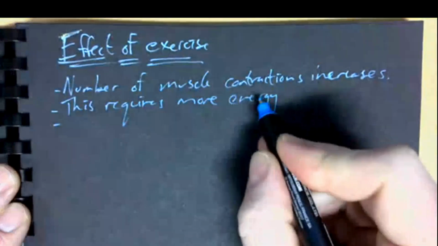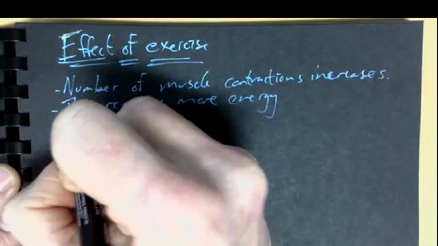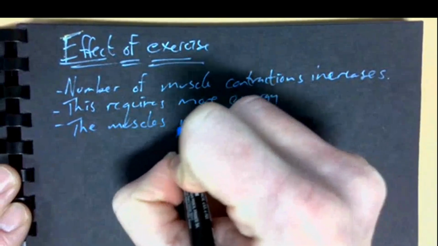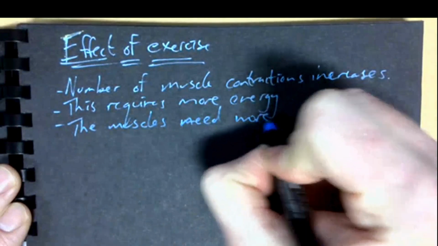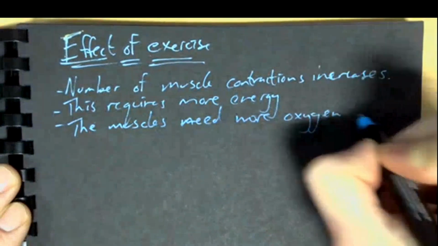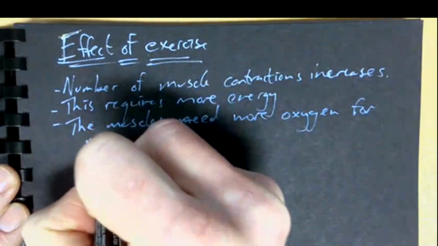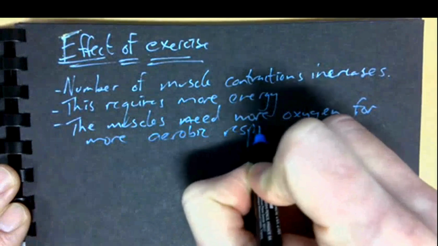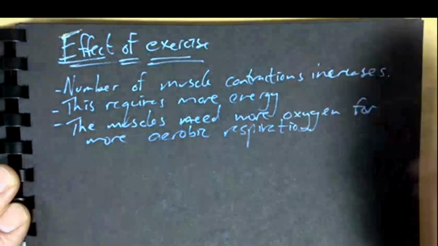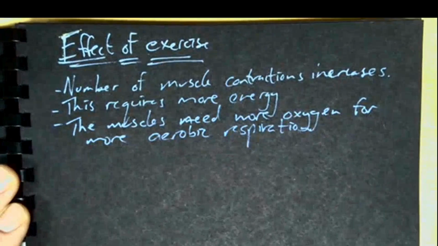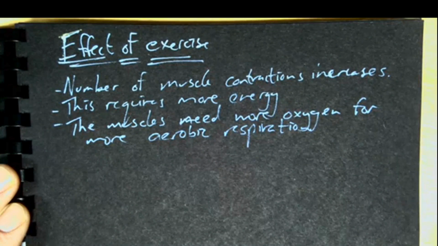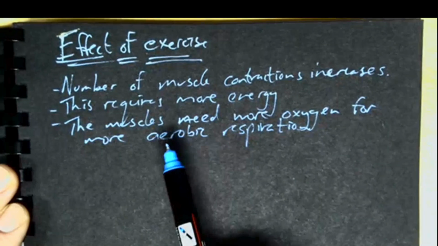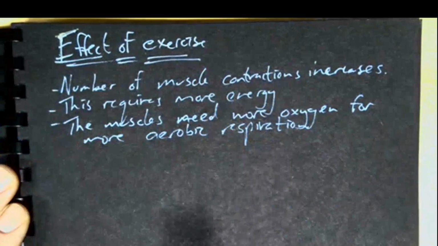And because you need more energy, muscles need more oxygen for more aerobic respiration. The human body then has to react in order to allow this to happen.